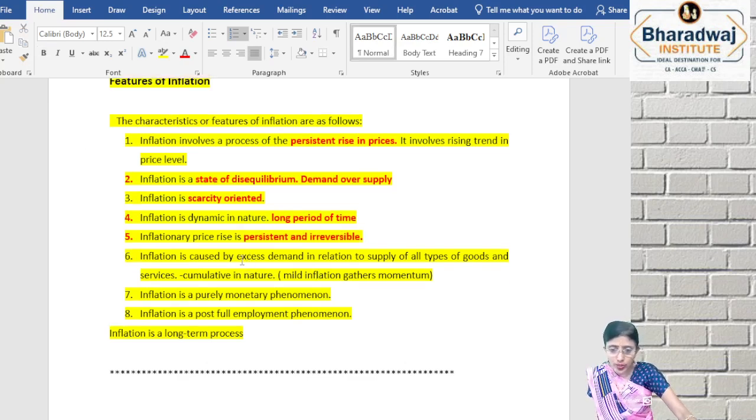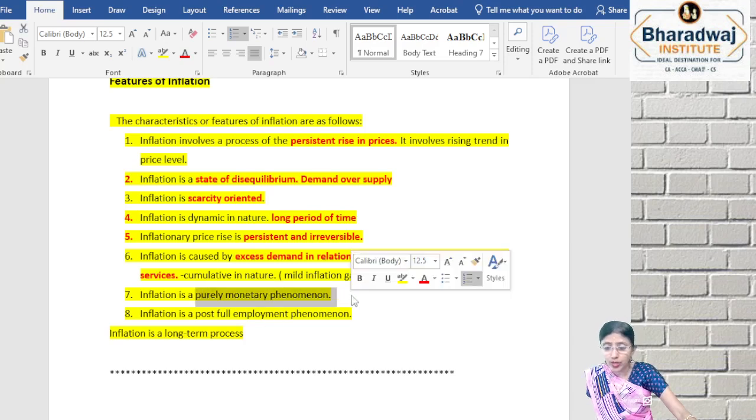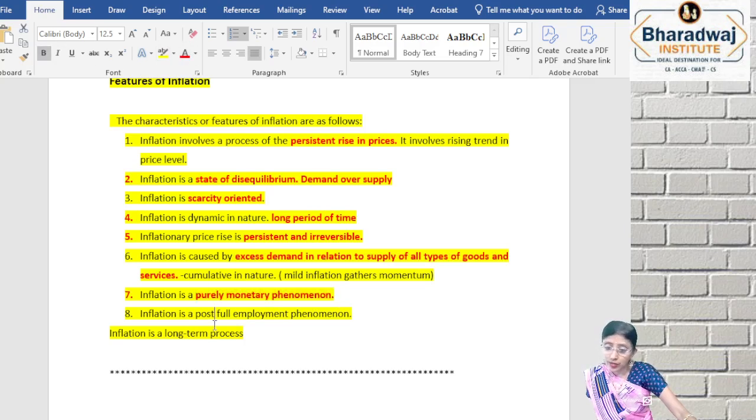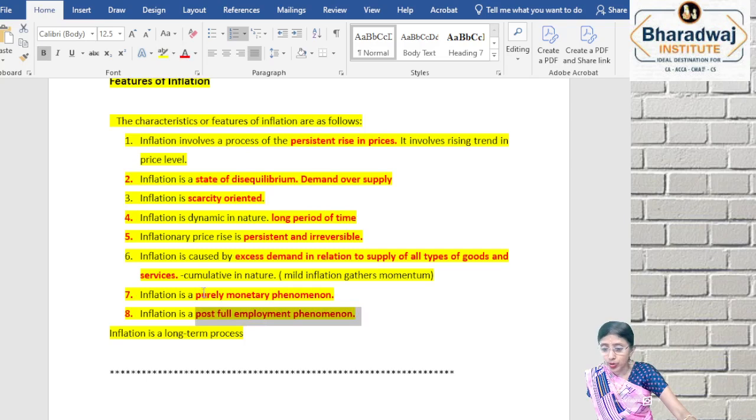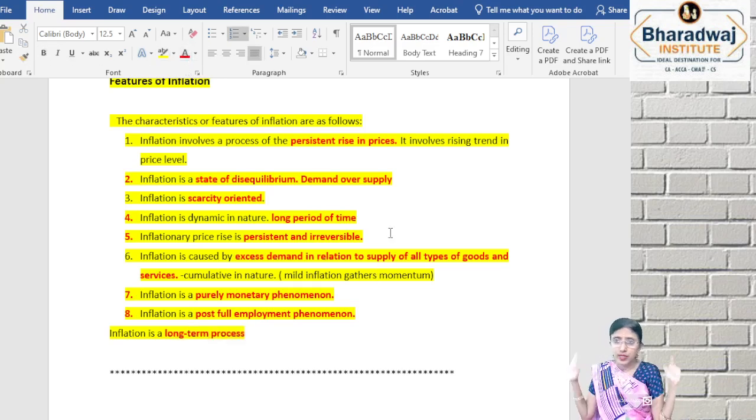In relation to the supply of goods and services, there is an excess demand. That's why we said scarcity. Too much demand is there. It is cumulative in nature. Inflation is thoroughly a monetary phenomenon, purely a monetary phenomenon, and it is a post full employment phenomenon. And inflation is a long-term process. So initially itself you have to tackle it, otherwise it goes out of control. Are you clear? With this, selected portions are completely done.